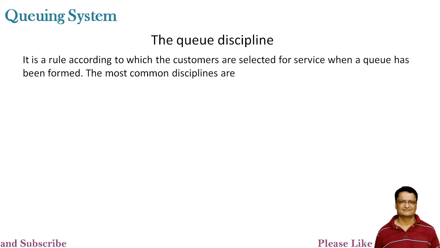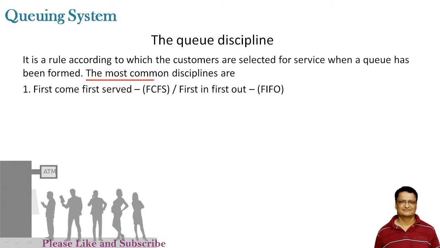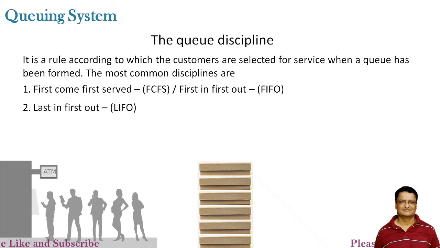The queue discipline is the rule according to which the customers are selected for service when queues are formed. The most common discipline is first come first serve. So whenever you visit the ATM center, the one who is leading the queue will get the service. Whoever comes first gets the service first. There could be some situations where you get last in first out.